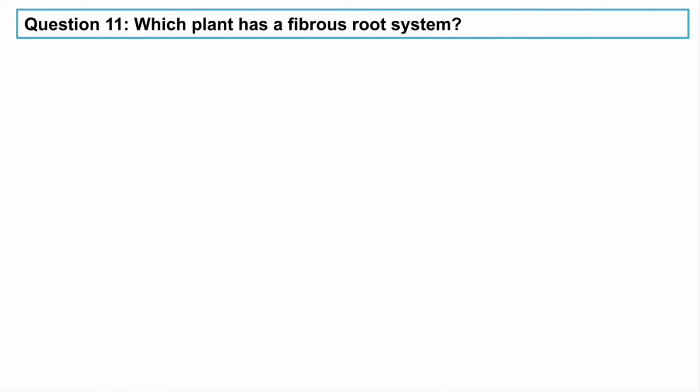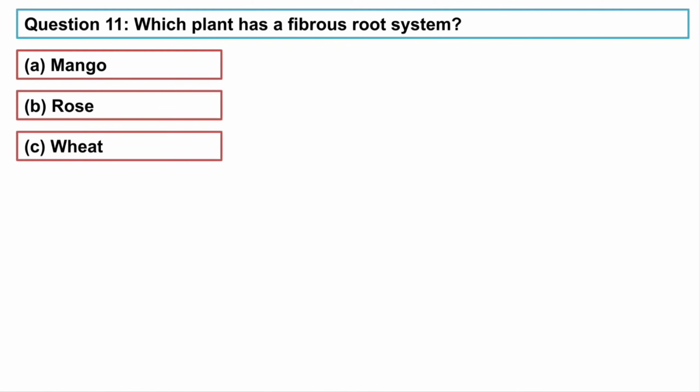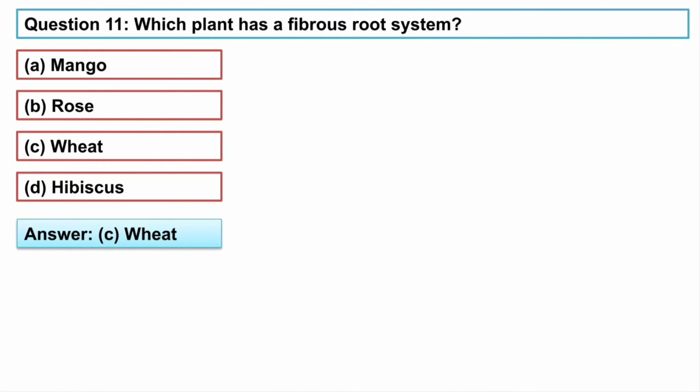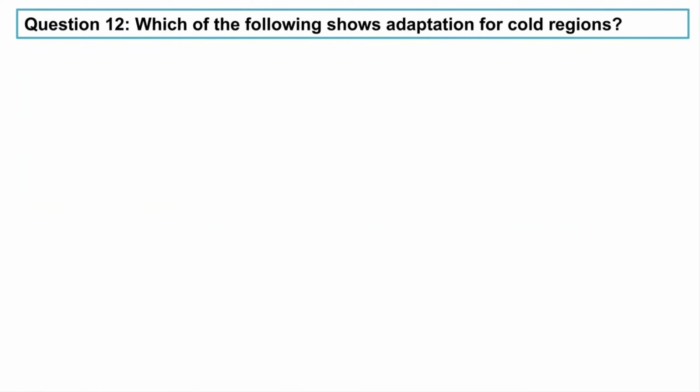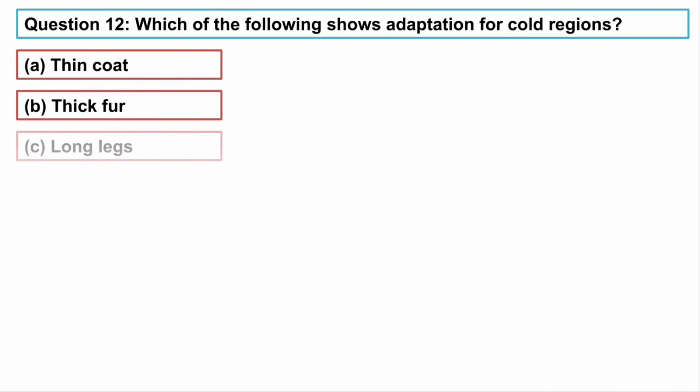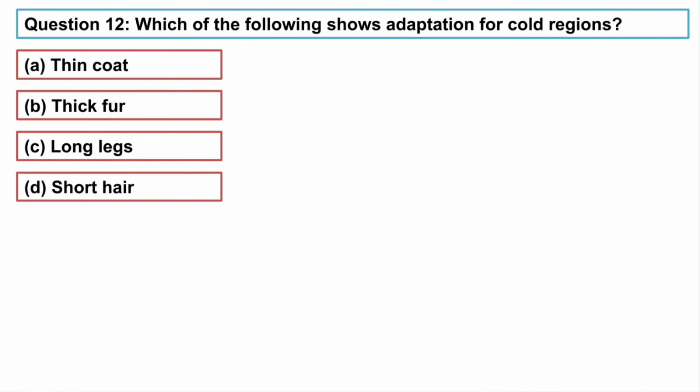And next, which plant has a fibrous root system? Mango, rose, wheat or hibiscus. So which of these plants has this fibrous root system? The answer is wheat, okay. Which of the following shows adaptation for cold region? So which of the following shows that? Thin coat, thick fur, long legs or short hair. So about cold region, which of these shows the proper adaptation? The answer is thick fur, okay, thick fur.